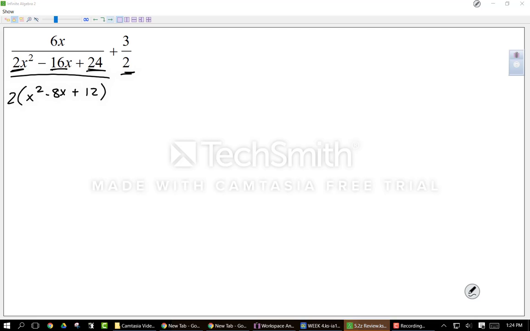Now, the x squared minus 8x plus 12, I can make a box, or make an x anyway. 12 on top, negative 8. That's negative 6 and negative 2. So it's 2 times, remember, x minus 6 and x minus 2. So now I can rewrite my fraction. I get 6x over 2 times x minus 6, x minus 2, plus 3 over 2.